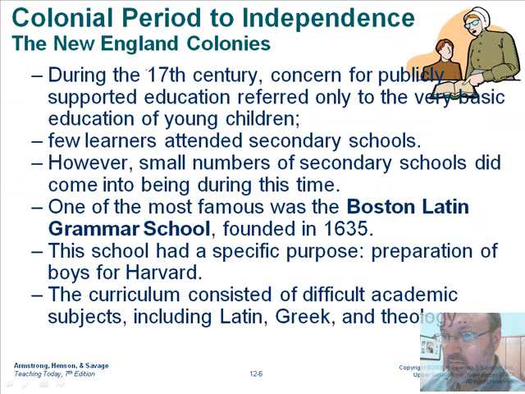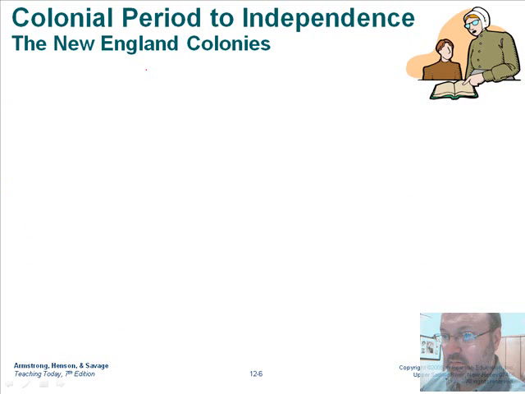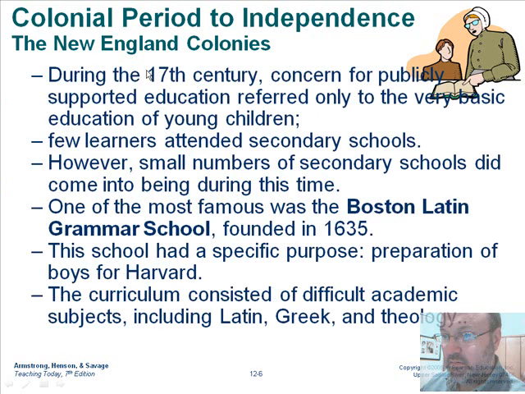Okay, what's this? During the 17th century, there was concern for publicly supported education of young children. Supported education referred only to the very basic education of young children. Few learners attended secondary school, which of course went on to be known as the high school. The small numbers of secondary schools did come into being during this time, when we first started to see high school. Otherwise, school really just ran through about 8th grade. They just kind of ran out.